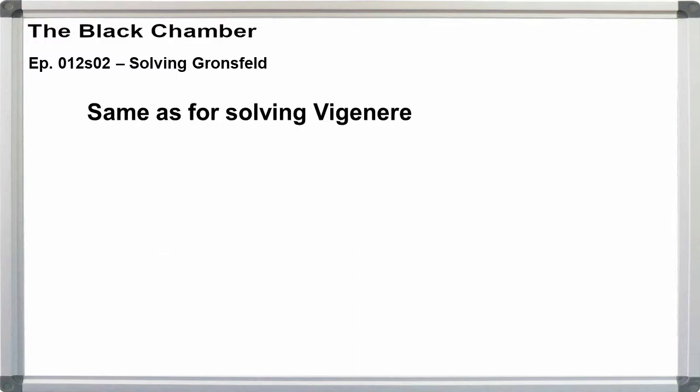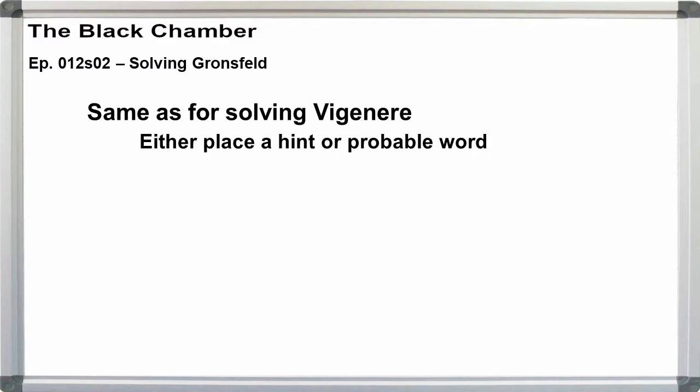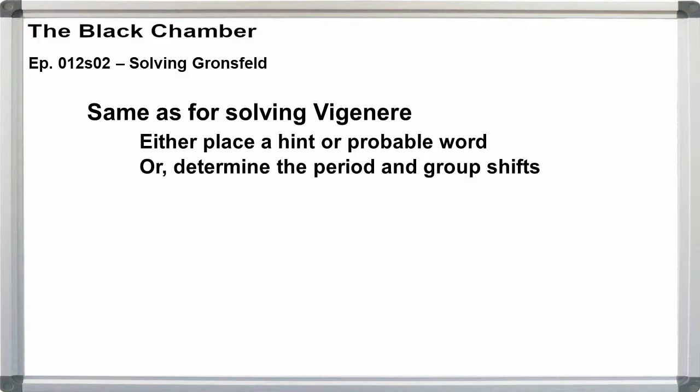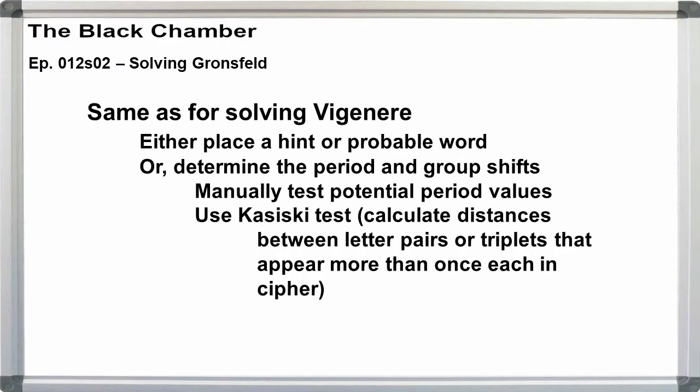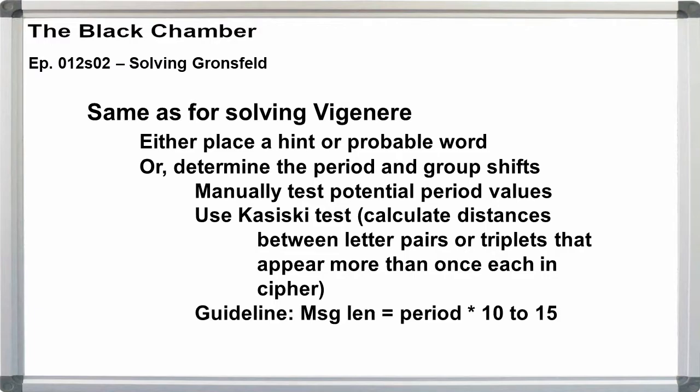The methods of attack that work on the Vigenere family also work on Gronsfeld. That is, we can place a hint or probable word, or we can find the correct period, then determine the amount of Caesar shifts for each group of letters for that period. We can either manually check the potential period lengths graphically to see if they match the normal English distribution, or we can use the Kasiski test. With the Kasiski test, we look for pairs or triplets of letters that appear more than once in the cipher, find the distances between them, and look for factors of the distances that meet our guidelines. Message length is period times 10 to 15.